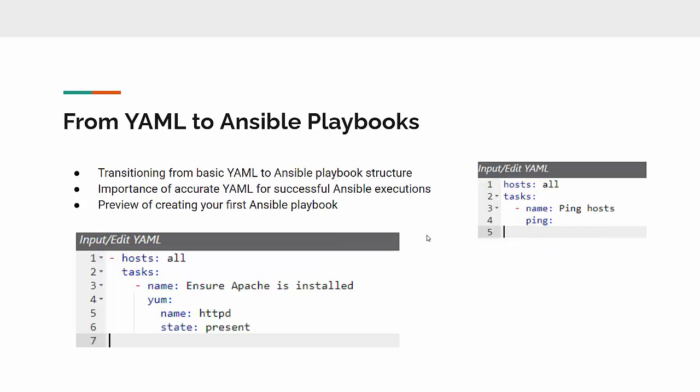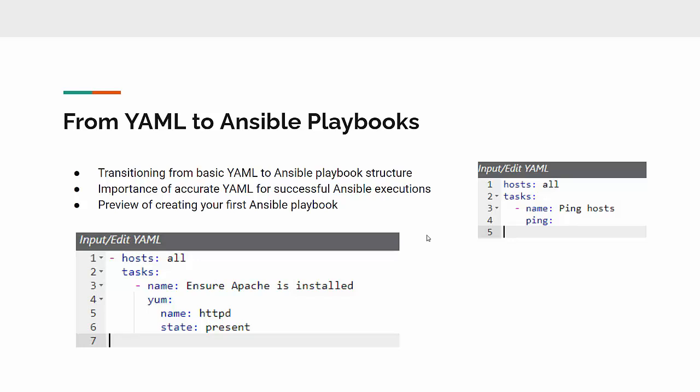Armed with a solid understanding of YAML, including how to write it correctly and fix common errors, we are now ready to apply this knowledge directly to Ansible. Let's see how everything we have learned about YAML translates into creating effective Ansible playbooks.